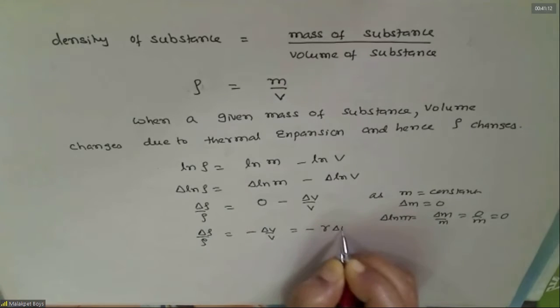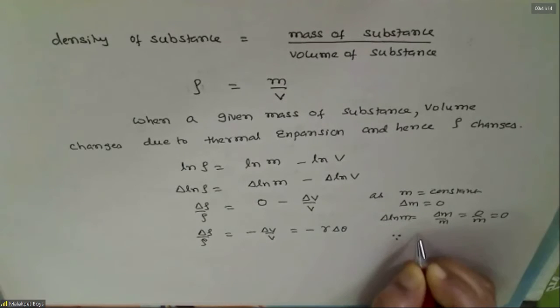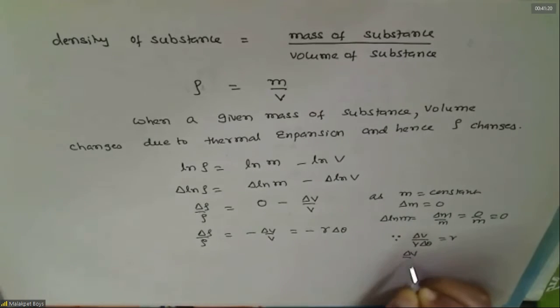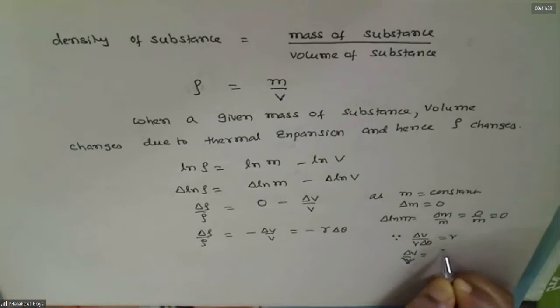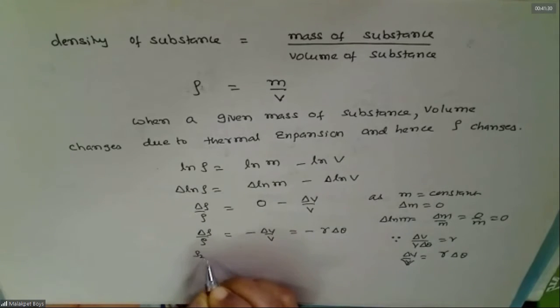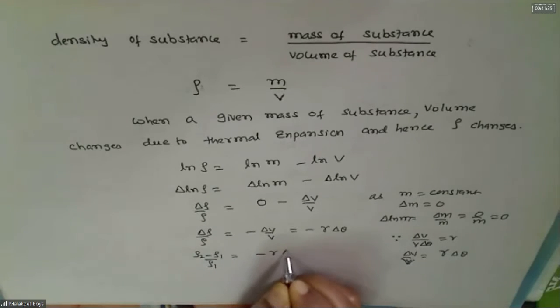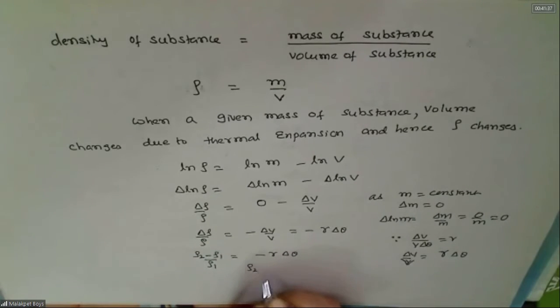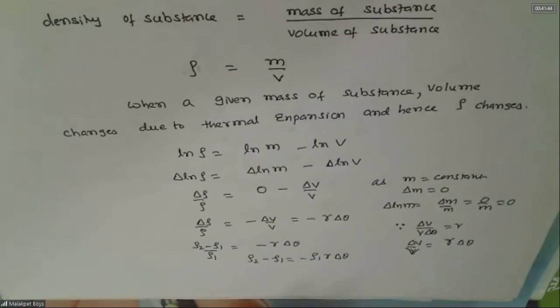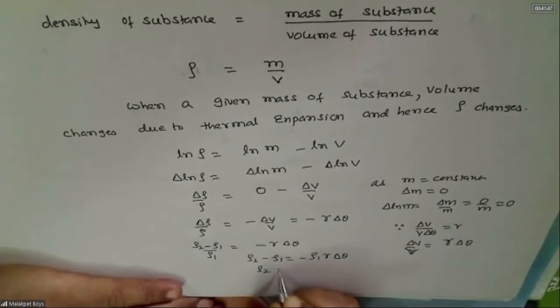It is minus gamma delta theta, no? Why? Just now you have seen, no? Gamma delta theta. This is the final density minus the initial density by the initial density, no? Do you agree with this or not? Sir, I did not understand that step, sir.